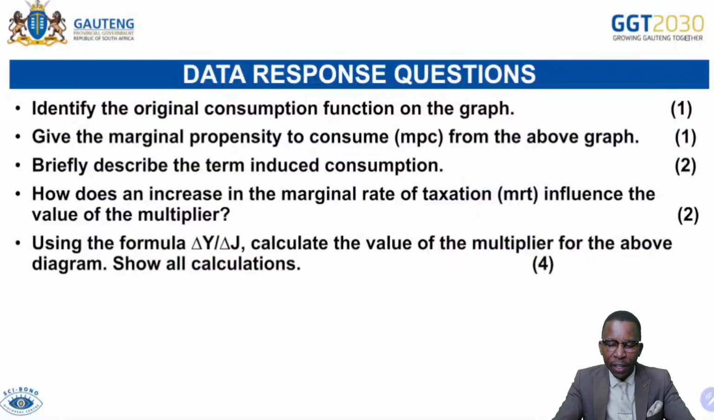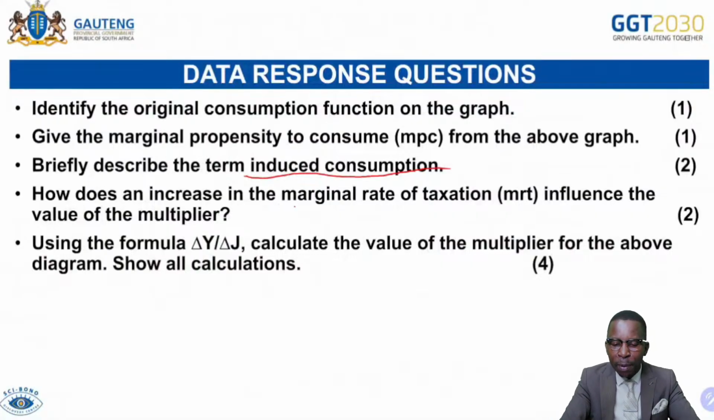Identify the original consumption function in there. The first question, which is obviously E0 equals 10 plus 0.5Y. Give the marginal propensity to consume, which is 0.5. Briefly describe the term induced consumption. Remember, if you know induced consumption, you must also know autonomous consumption. Induced consumption refers to the consumption that is dependent on income, meaning the spending that cannot happen if income is zero. So what about autonomous spending? Autonomous consumption or spending refers to the spending that can occur even if income is zero. So it is independent of income.